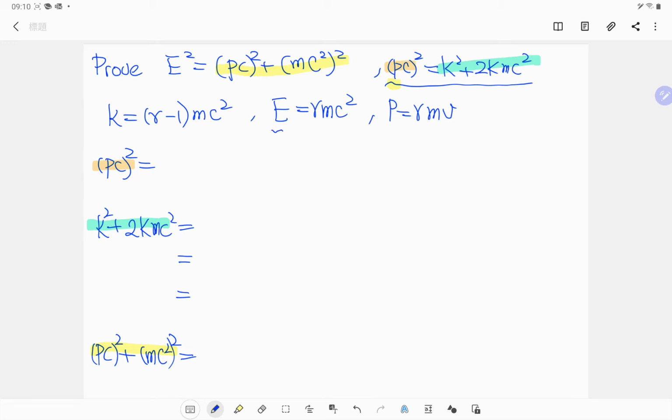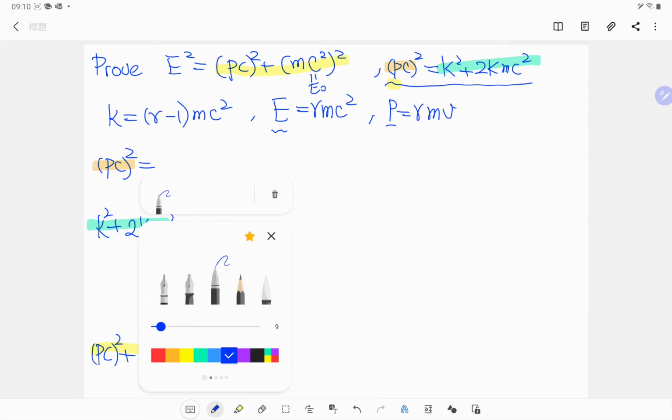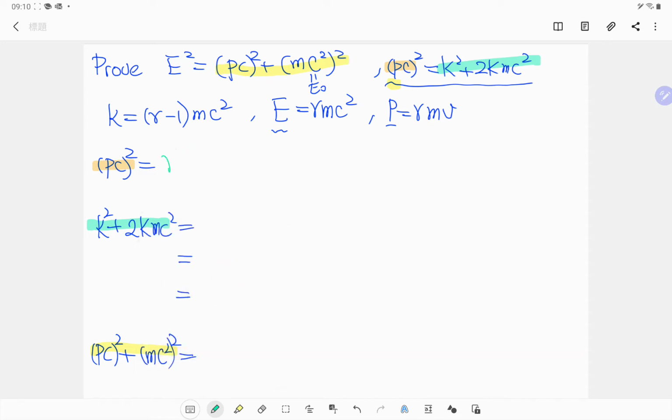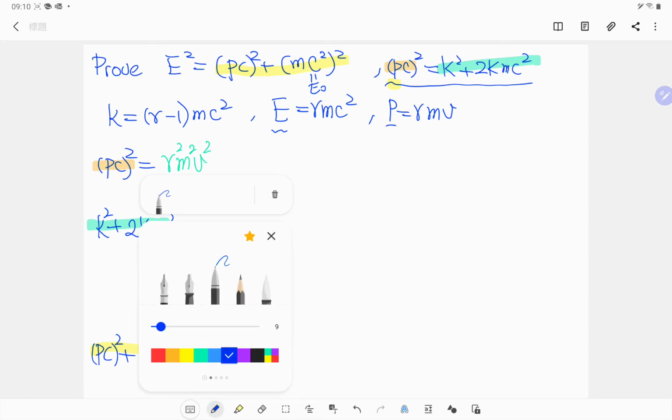total energy. This is the total energy. E0 is the rest energy. And P is the momentum, which is gamma mv. So actually we can substitute gamma, P equals gamma mv here, so that we have gamma mv square.